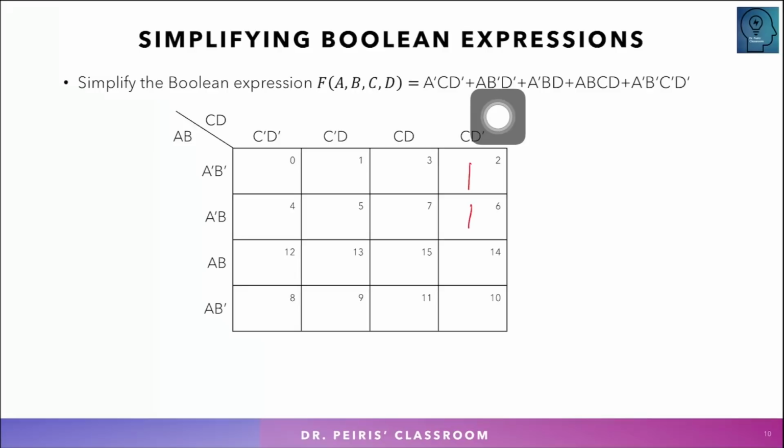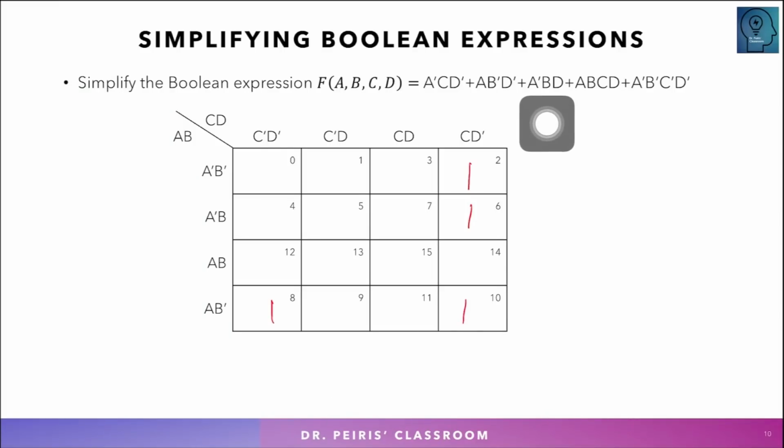Now let's go do the next term, A B prime D prime. So we are looking for B prime, D prime and A. So let's look for A B prime first. Here is A B prime, but at the same time we need D prime. So A B prime D prime is here and here.